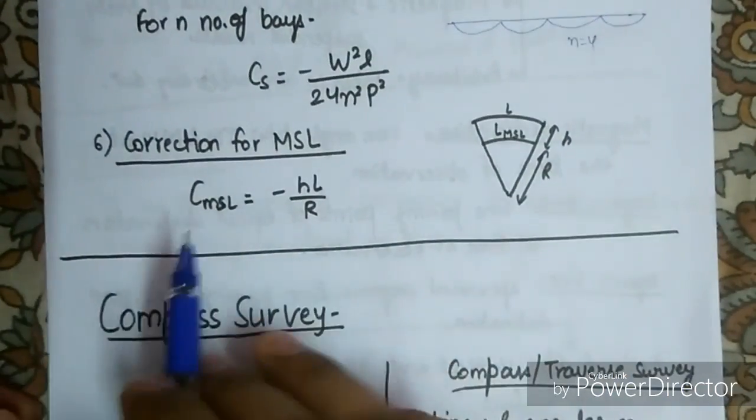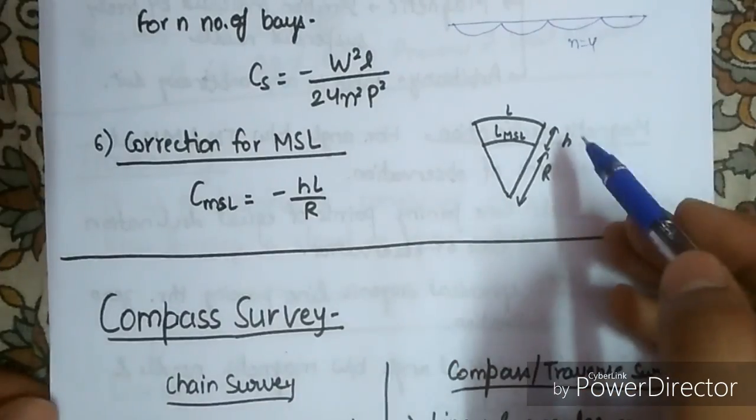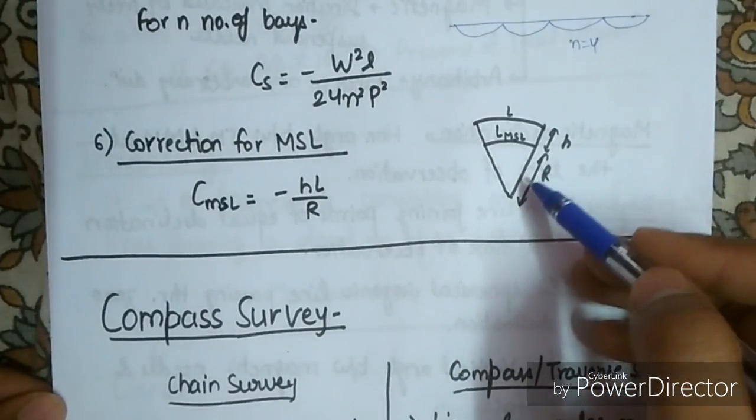Correction for mean sea level. Mean sea level correction is minus HL upon R. You can see it here: H is this distance and R is the radius of Earth.